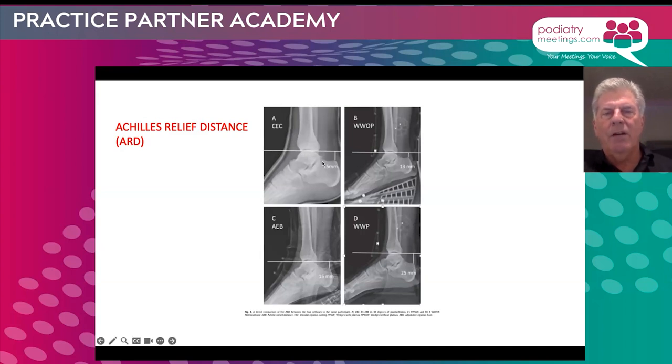So here's the equinus cast. And we see that there is a narrow margin here of 15 millimeters. We can achieve that same thing with a stack of tapered heel lifts, 13 millimeters. We can also achieve close to that with the Vacoped boot. But when we put a heel lift with a platform, that's WWP, we see a very minimal repositioning of the ankle into equinus.